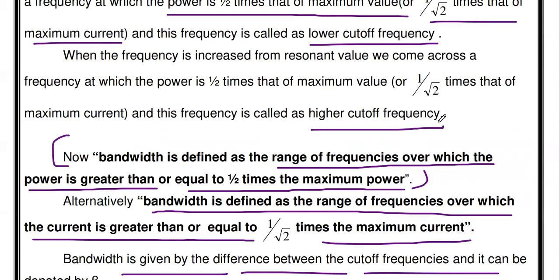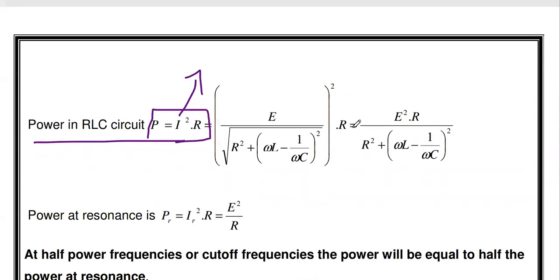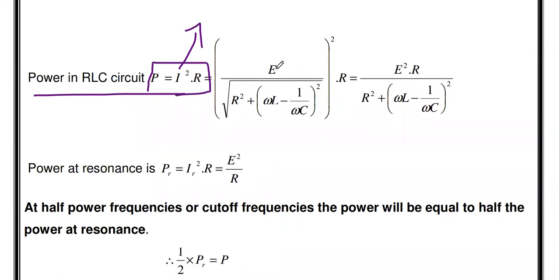Substitute that I value here. So I squared into R can be written as E squared R divided by the square root, square cancelled. So P equals E squared R by R squared plus (omega L minus 1 by omega C) the whole squared. This is the total power in the series RLC circuit. Consider this as equation number 1.